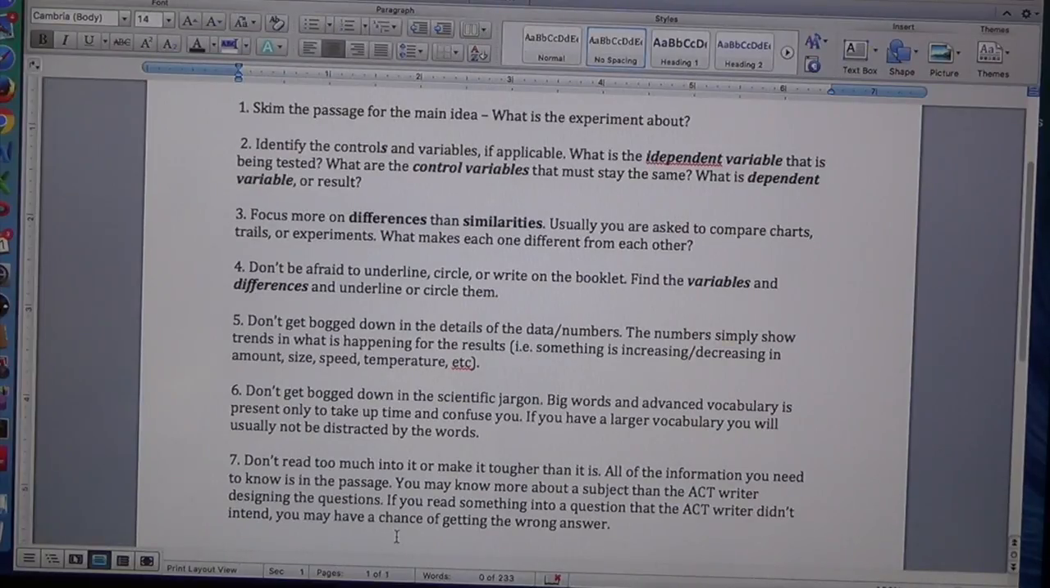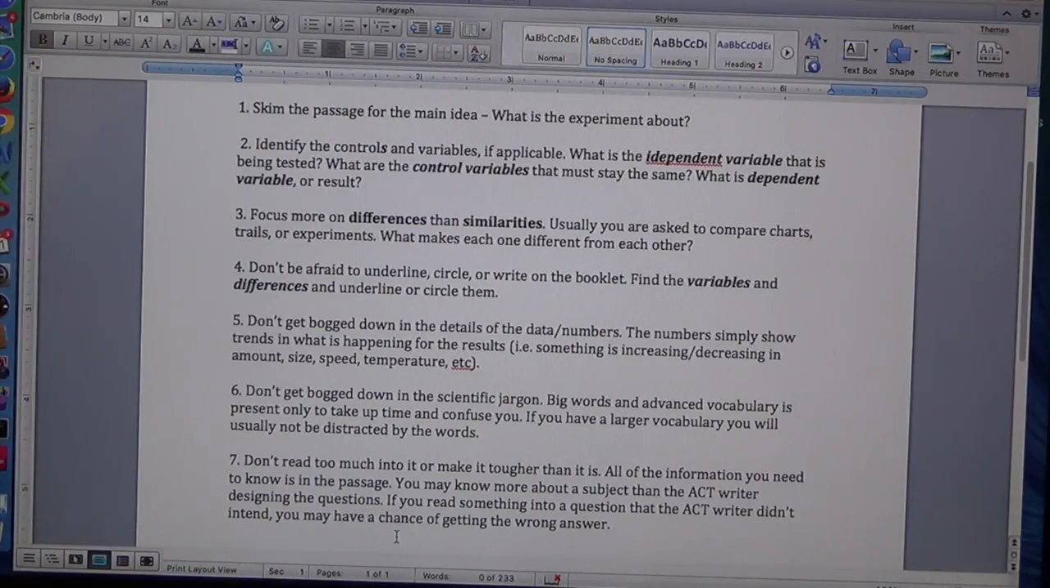So what are some tips? What are some hints to help you through the science portion? Depending on the passage, whether it's data representation, research summary, or conflicting viewpoints, you may want to read the passage first. Only in the conflicting viewpoints should you read the passage. The others, just jump right to the questions and pull the information out of the charts.